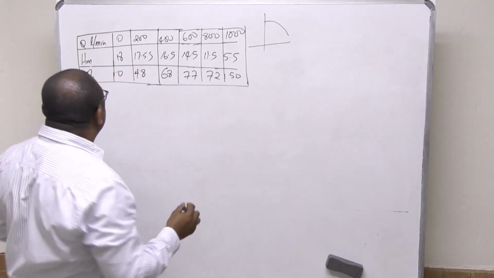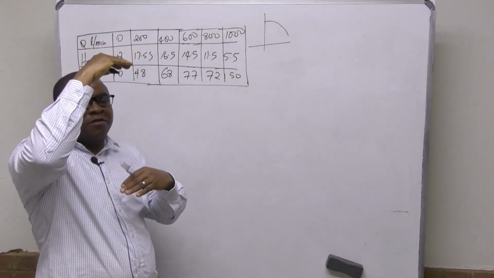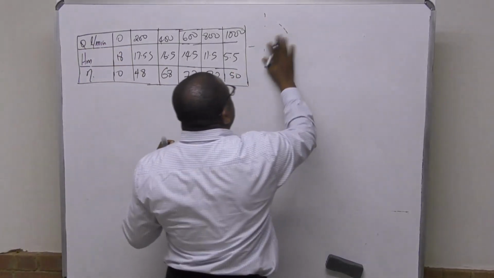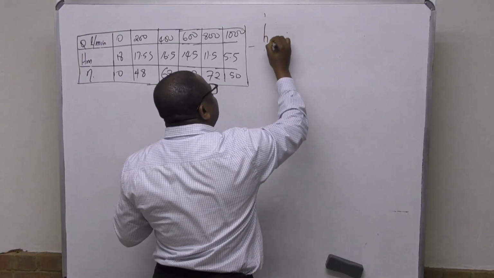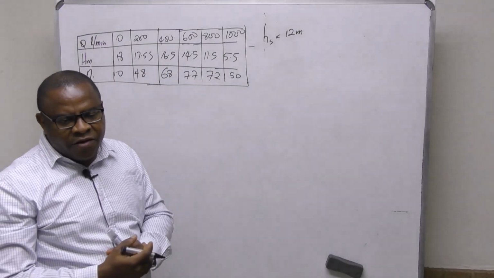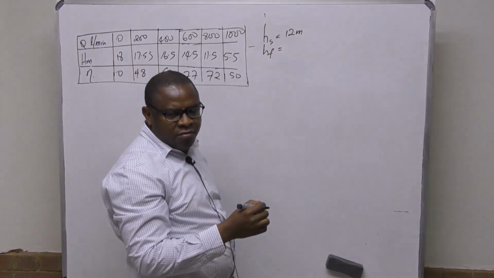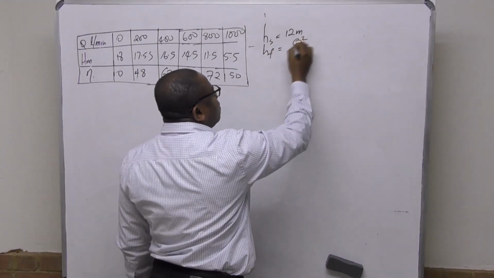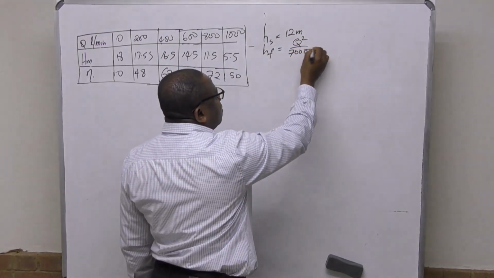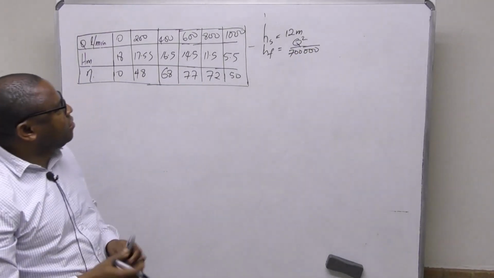The pump is going to be installed somewhere where the height from the pump to the ground is about 12 meters. So static head, let me write this here. H static is 12 meters. And then the friction head, HF, is Q squared over 700,000. Okay, so you can use this.